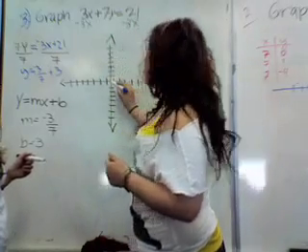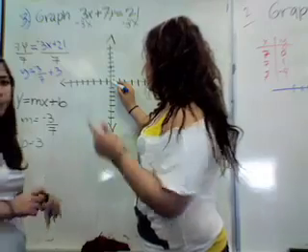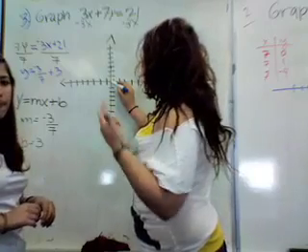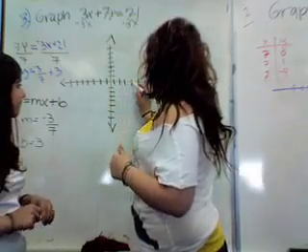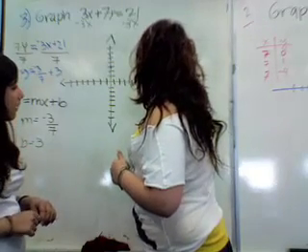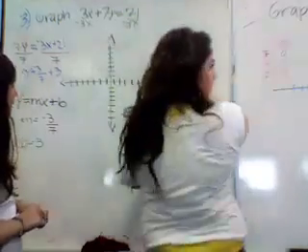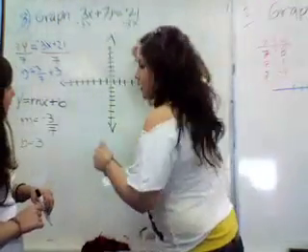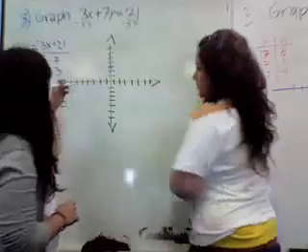So it's on 0. Yep, and then you go to the side 7, to the right 7, because it's run. 1, 2, 3, 4, 5, 6, 7. Get your second point. And then you draw your line between the 2 points. Whenever you have 2 points, you can draw your line.